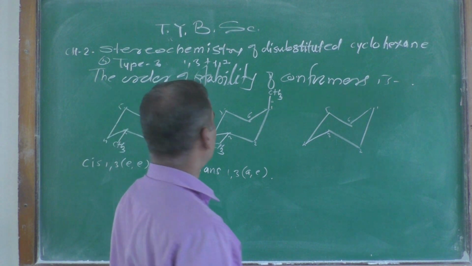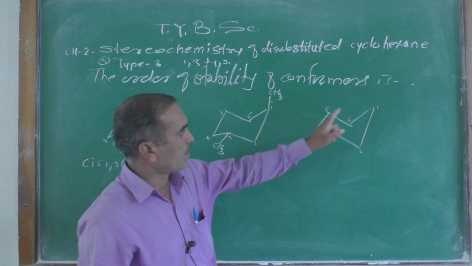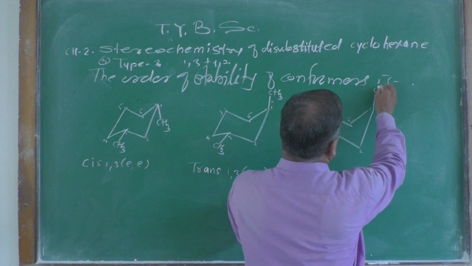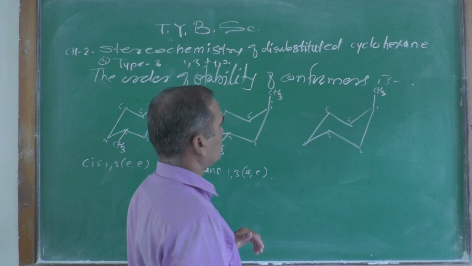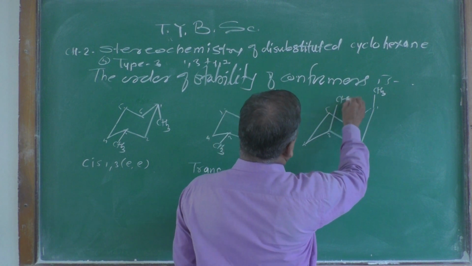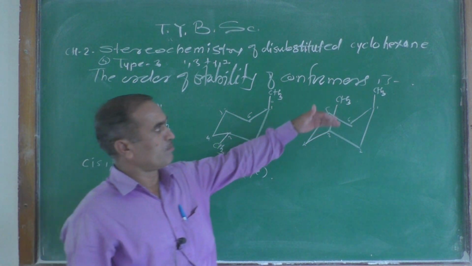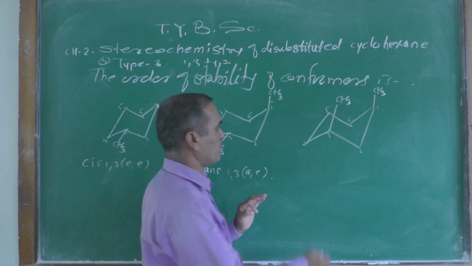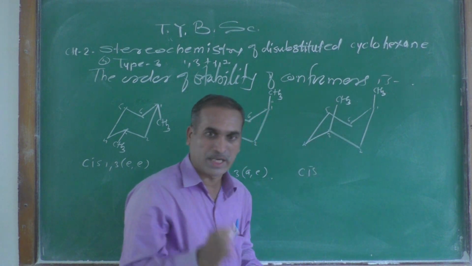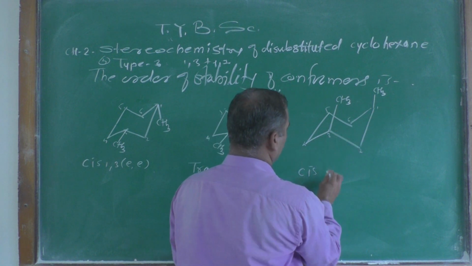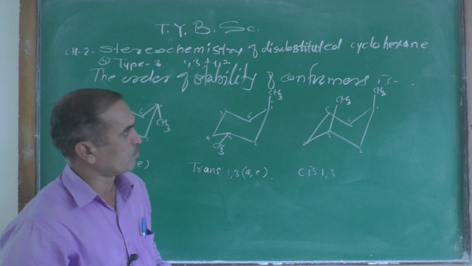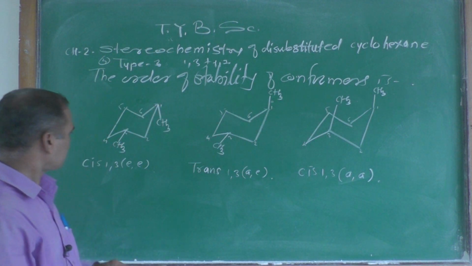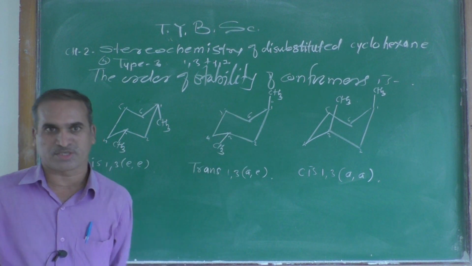Now look at the third structure. Observe the third structure carefully. Again I am going to put both substituents. One substituent I am going to put at this axial position, and the other is also at an axial position. What type of form is it? Both methyl groups are coming on the same side of the ring, and therefore this is a cis conformer. The relative positions of the substituents are 1 and 3, therefore it is cis 1,3. What type of form is it? It is an AA form, isn't it?